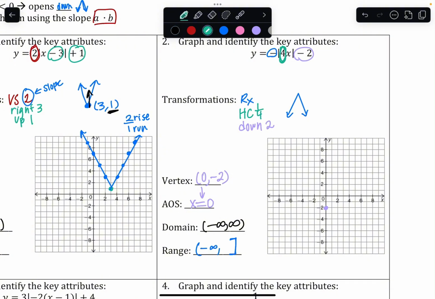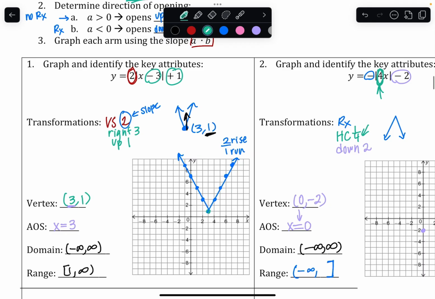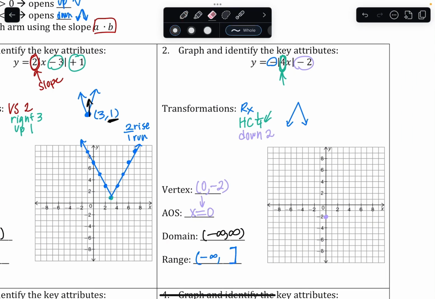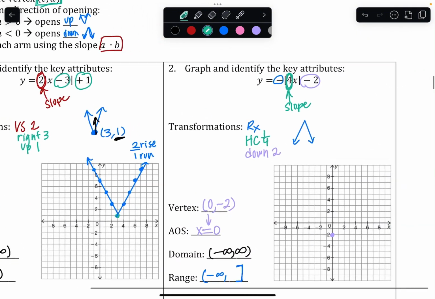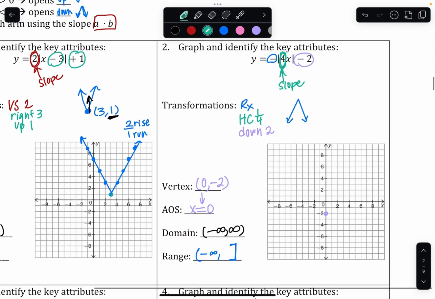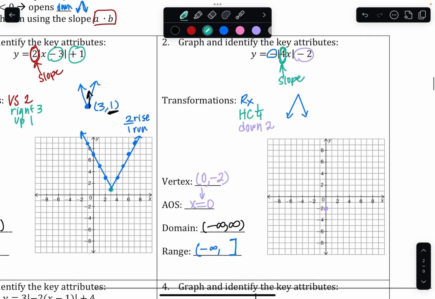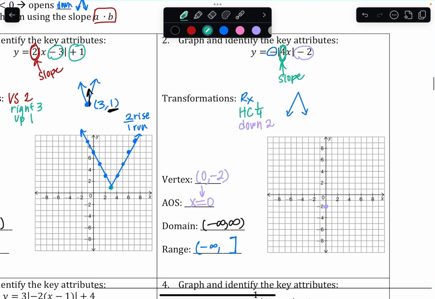And so don't look at your scale factor here, look at your scale factor here. And so I don't like that I labeled this 2 as the slope. Label this 2 as the slope, because 1/4 is not your slope. 4 is your slope. The scale factor isn't necessarily your slope if it's inside. Okay, and so our slope is 4, and we're opening down.